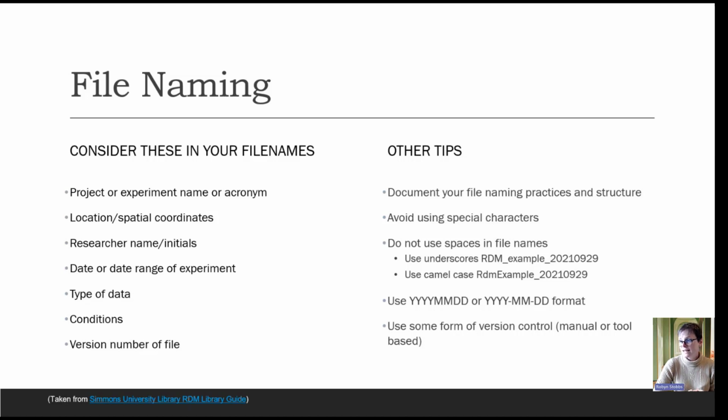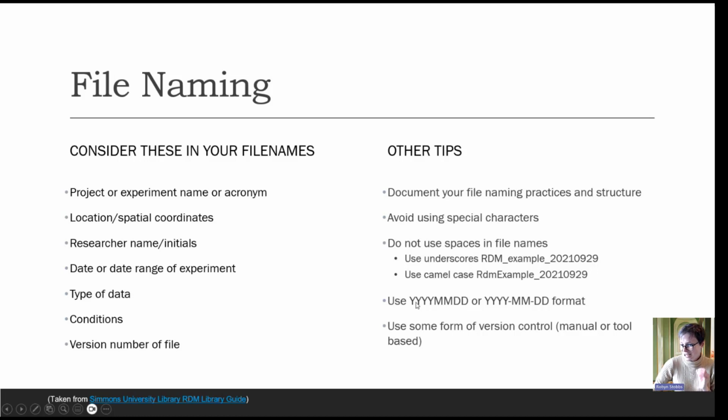Are you collecting data that has multiple types? So for example, are you doing an interview that's going to be recorded and then transcribed? So you want to track which type of data it is in the file name. Are there other conditions that are relevant? And do you need to include version numbers? You also want to remember to avoid using special characters. Not all operating systems recognize them. You want to not use spaces. So the examples here are to use underscores, or to use camel case, where you capitalize new words.